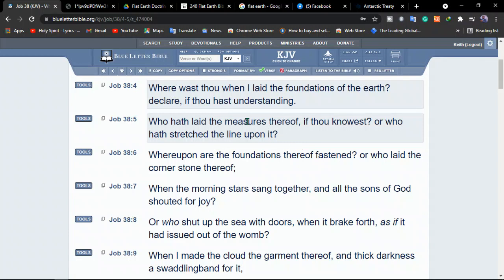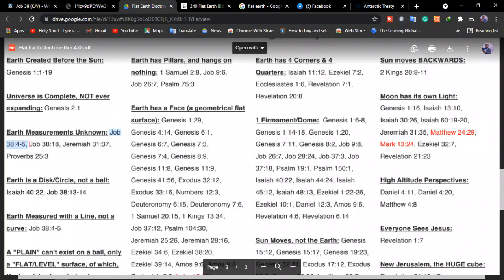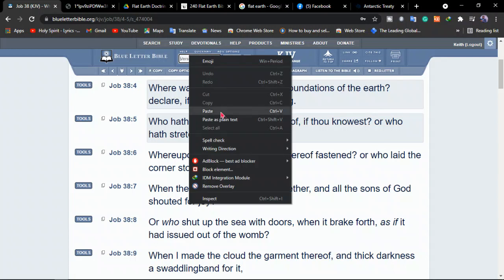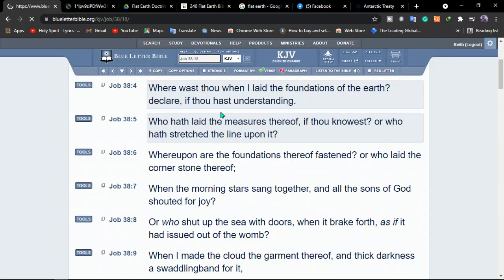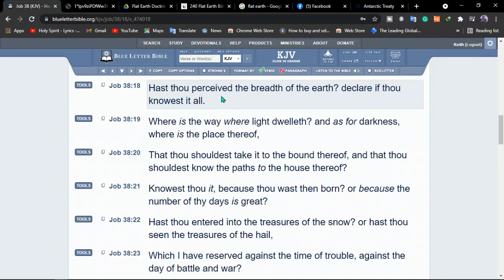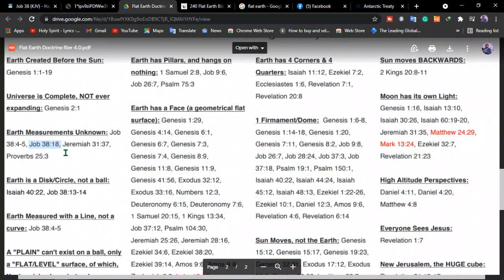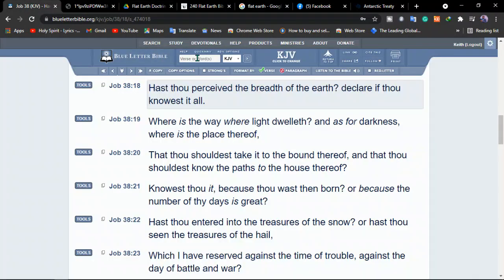The Bible says, who has laid the measures thereof? If you know, tell me, Job, who? Who has stretched the line upon the earth to confirm these are the sizes? Who? Job 38 verse 18. It says, hast thou perceived the breadth of the earth? Declare if you know it. Do you perceive the breadth of the earth? Come on, declare it. That's what I can ask these scientists. Please declare. Declare if you know. Tell us. Let us know. Do you know?